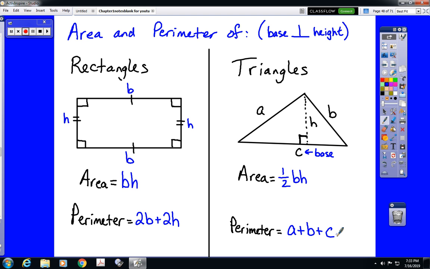So we're going to do some examples of area and perimeter. One of those examples will be a circle, so we're just going to pretend it says area and circumference, because that's what we'd really be finding. Here we go.